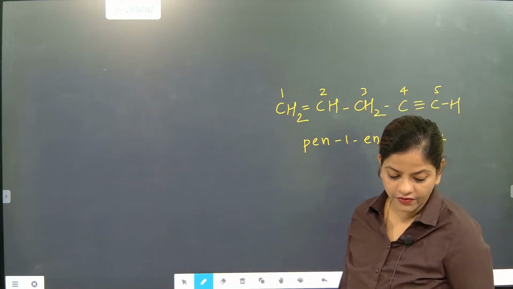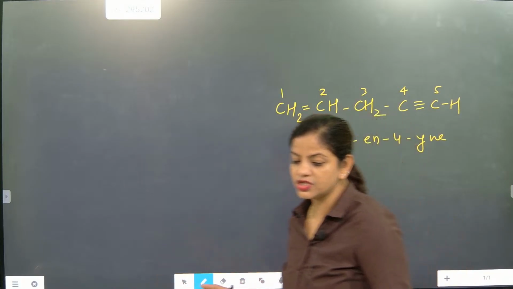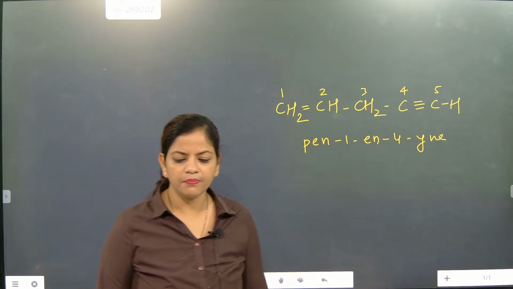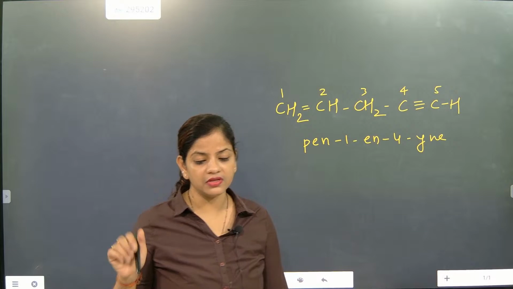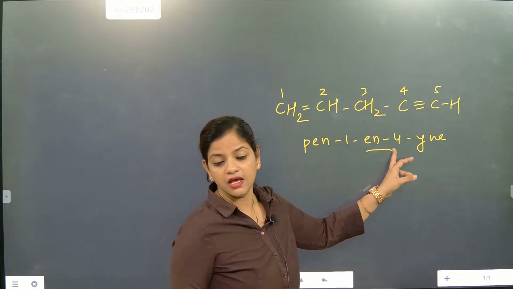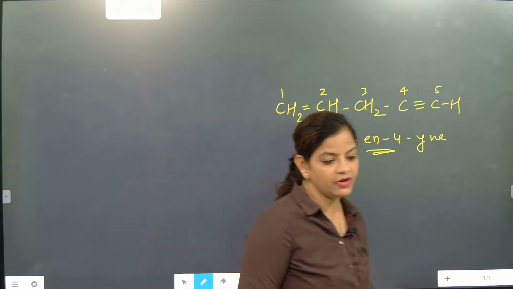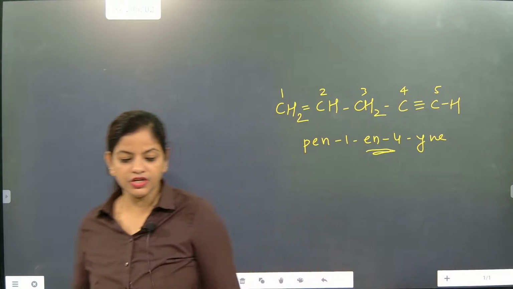Now we will go for nomenclature of functional groups. Pent-1-en-4-yne, that's correct. But Kavya, there you have made a mistake. You have written ene and yne. In that, ene will not be there, only en will be there. So you need to remove that.